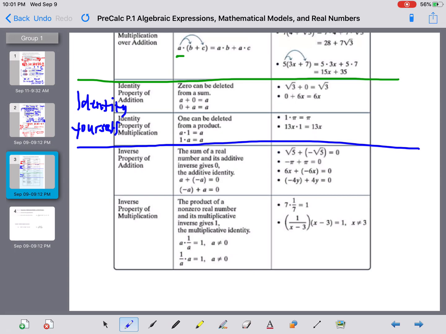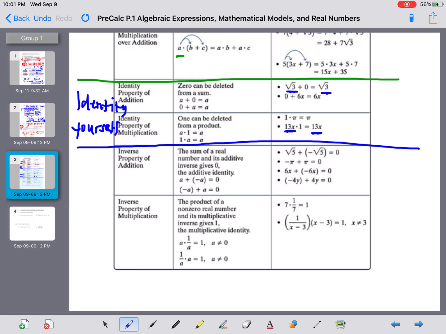So that means if I have a value and I want to stay myself, the only thing I can add to it is 0. If I have myself and I want to stay myself, the only thing I can multiply by is 1. So identity property of addition is when I add 0 to something. And the identity property of multiplication is when I multiply something times 1 and it keeps itself. So you always want to equal yourself with the identity property.